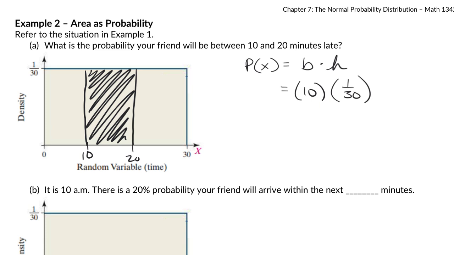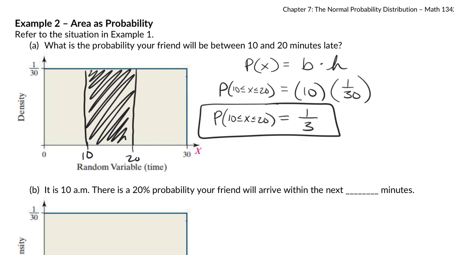So our probability that our friend is going to arrive between 10 and 20 minutes, the probability that the random variable x is between 10 and 20 minutes. All we have to do is find the area there, base times height. 10 times 1/30th, the probability that x is between 10 and 20 is just 1/3. Which makes sense, because if he's always equally likely to get there and you give him a 10-minute window, that means 1/3 of the time he's going to arrive in that 10-minute window. This makes sense.